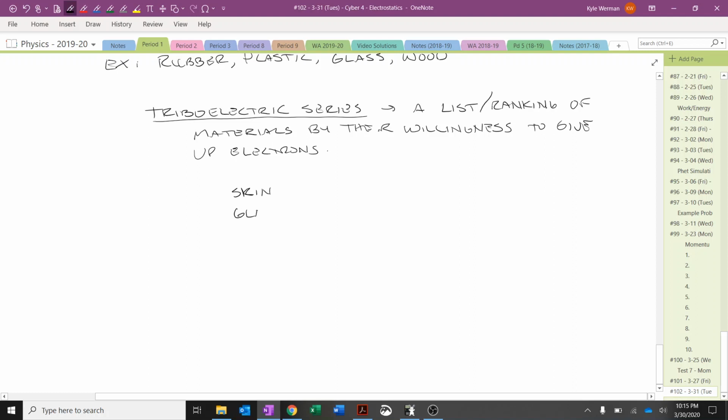Skin, glass, hair, I'm going to put like 7 or 8 of these on here. Nylon, wood, cotton, rubber, polyester, and PVC plastic. So this is a triboelectric series of materials.